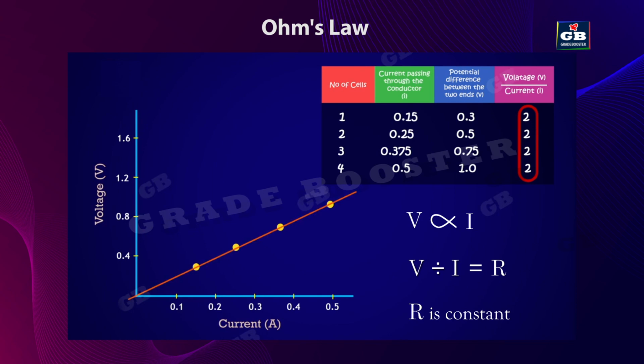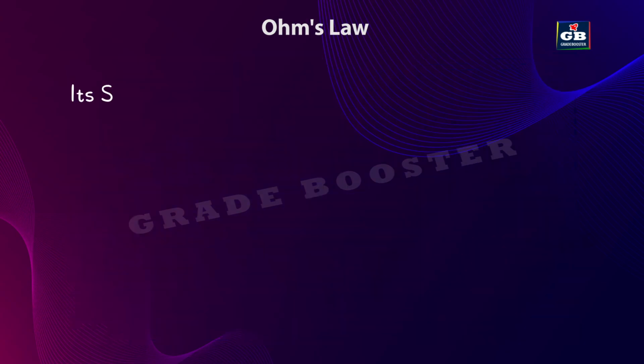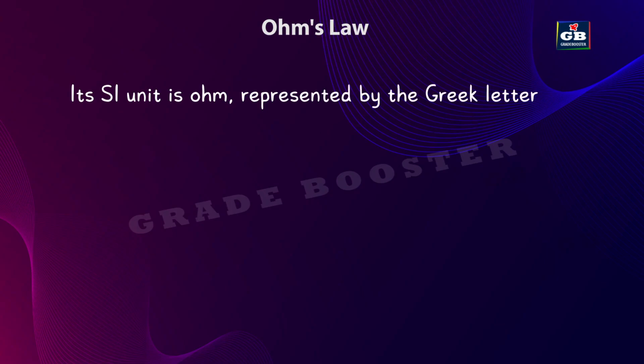V equal to IR, or we can write I equal to V by R. Now let us know some more details about resistance. The SI unit of resistance is ohm. It is represented by the Greek letter omega.